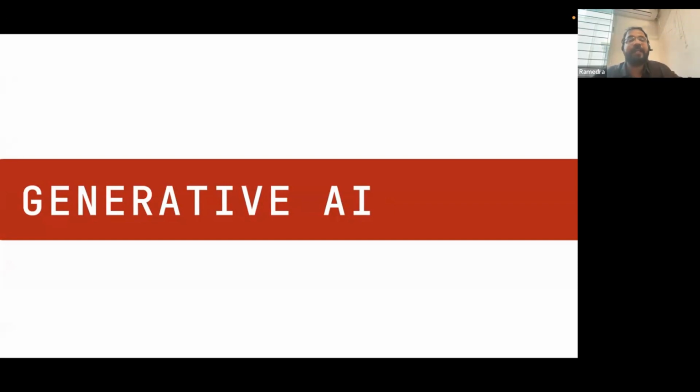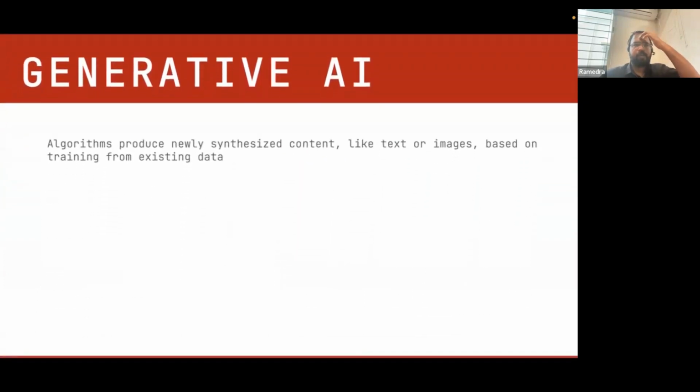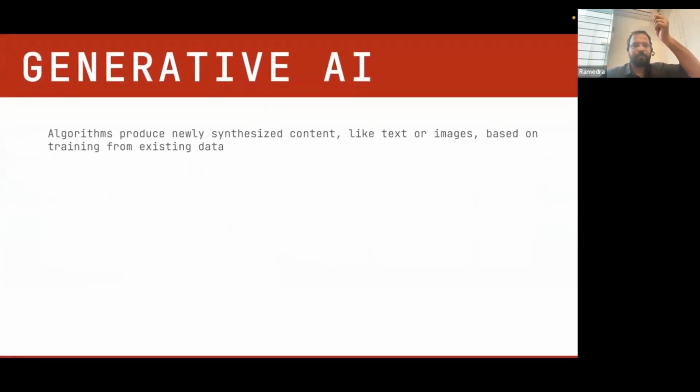I'm saying you create a new object itself, right? You generate something. That realm of artificial intelligence is called generative AI. And this is what is revolutionizing everything. And this is why we are also sitting here to understand about generative AI, right? So these are those algorithms which produce newly synthesized content. They're not discriminating between the other two. They're not discriminative in nature.